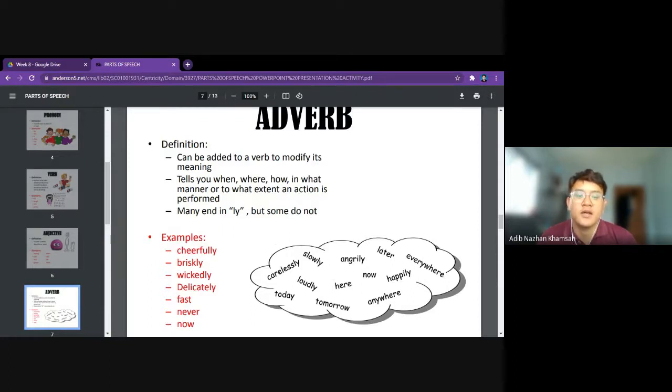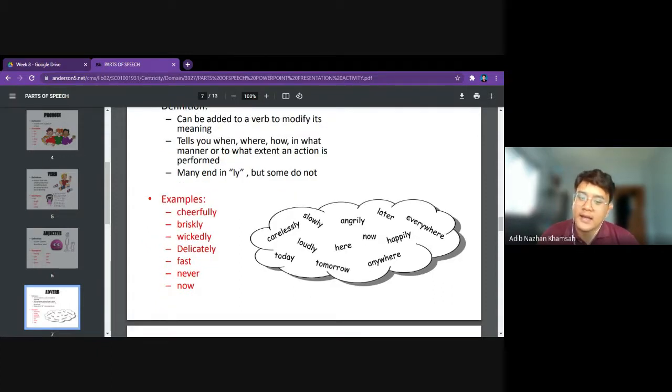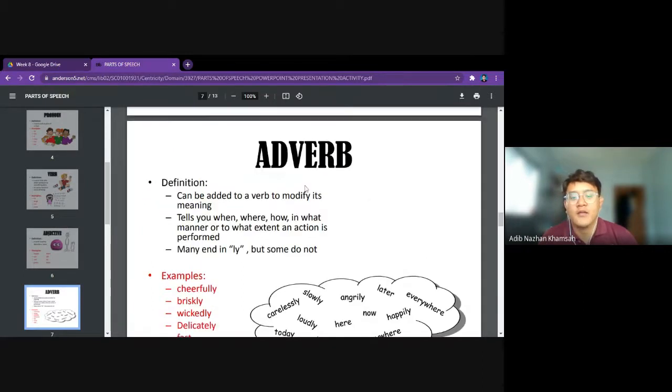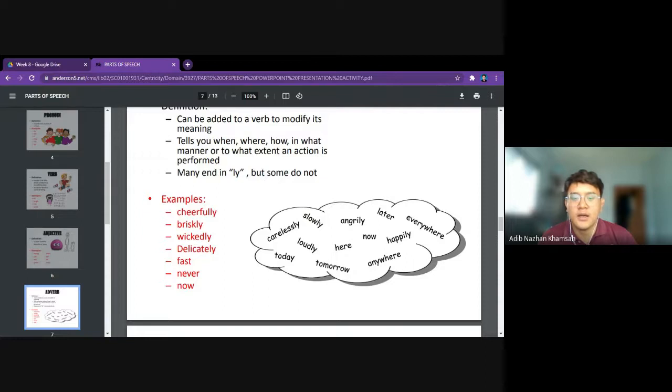Okay, for examples, okay, cheerfully, she claps her hand cheerfully. Okay, she walked briskly. She laughed wickedly. Okay, she combs her hair delicately. Okay, she walks too fast. Okay, she never drink strawberry drinks before. Okay, now. So all of these are the examples of adverb. Okay, and usually dia banyak ends with ly, right? But some of them does not. Some do not, like this one lah.